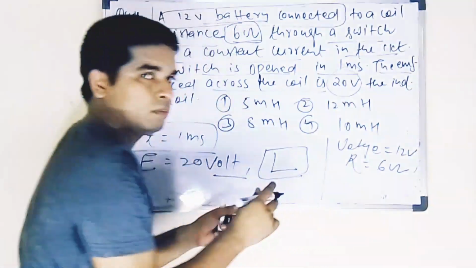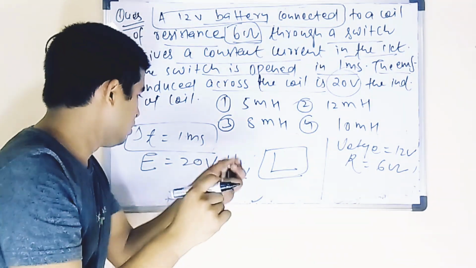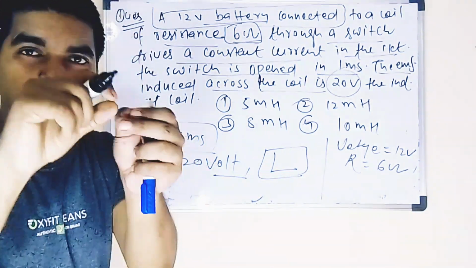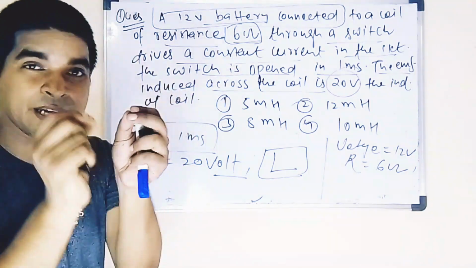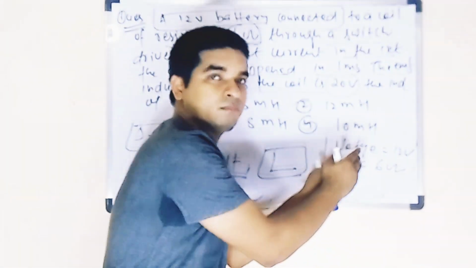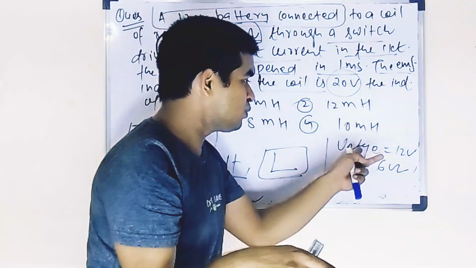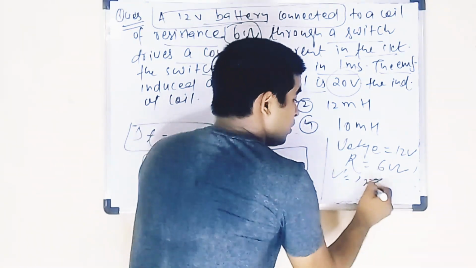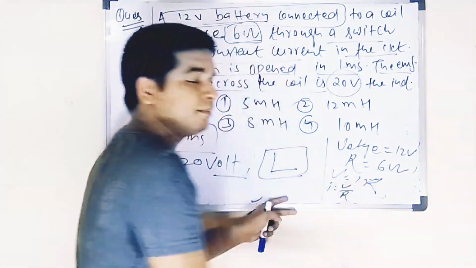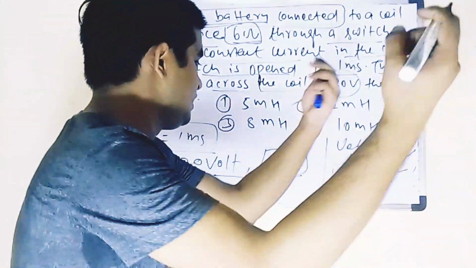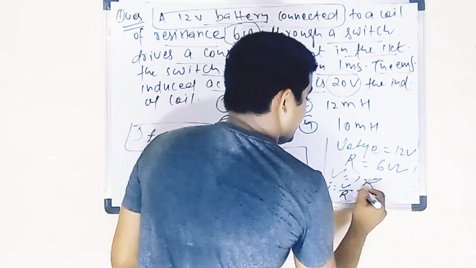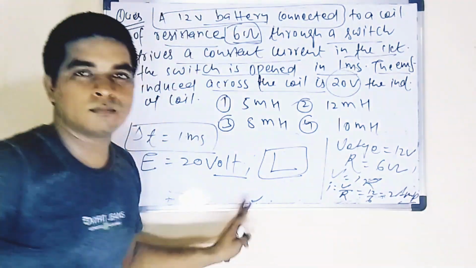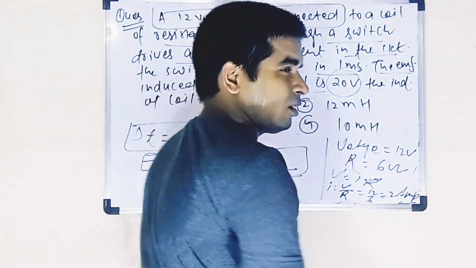What is the current from T equal to 0 to T equal to 1 millisecond? After 1 millisecond, what will be the current in that period? We have voltage and resistance, so V equal to IR, so I equals V by R. Do you agree? Yes, sir. So V is 12, divided by 6, which is 2 ampere. What is the current? 2 ampere.